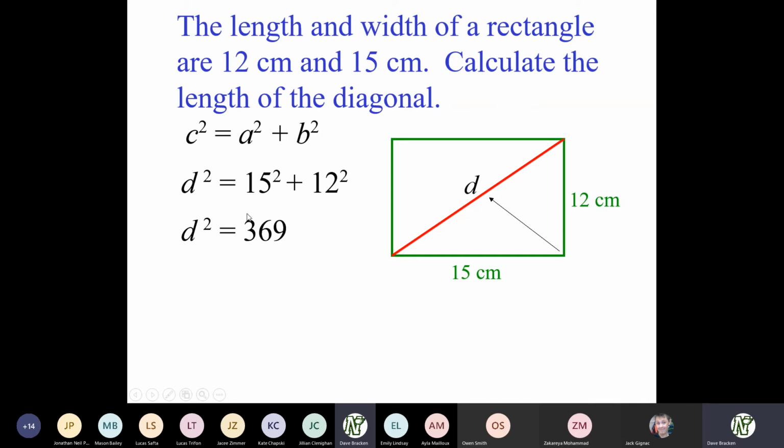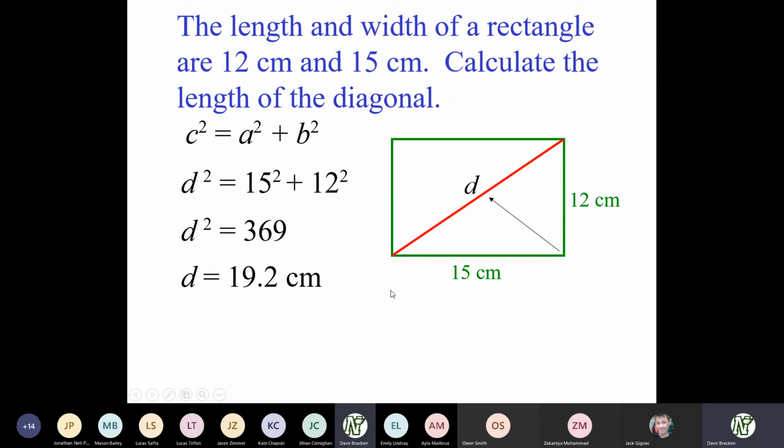So we take the square root of 369 and we end up with 19.2. 19.2 is in the range of these numbers, and it is our biggest side. I really like that answer. The length of this diagonal, 19.2.